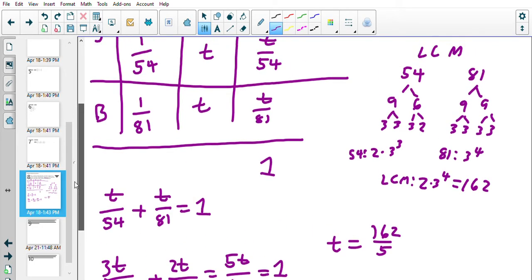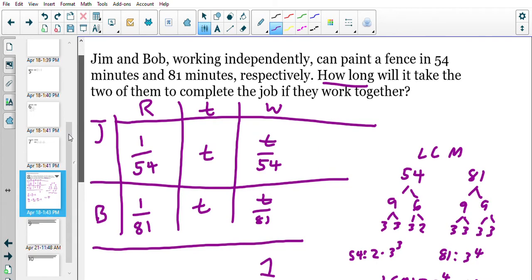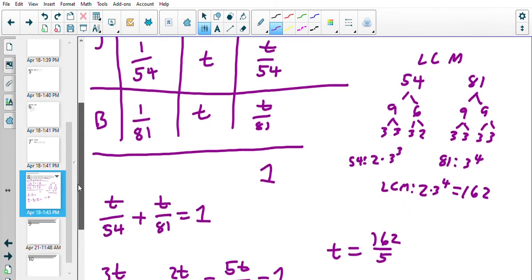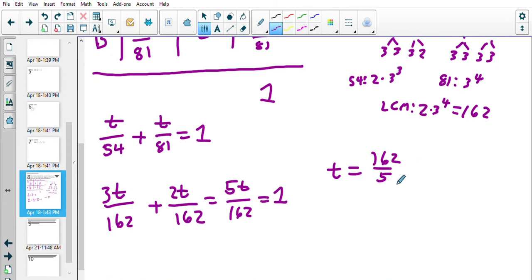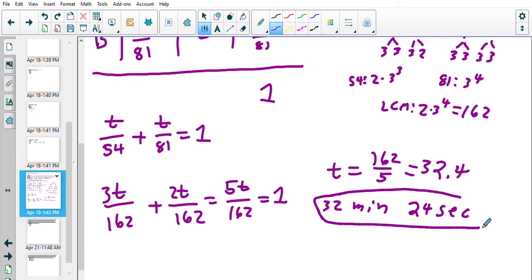Okay, so that's technically correct, but we're trying to answer how long, and we know that it's in terms of minutes, so we really want to divide this out and answer in terms of minutes. So 162 divided by 5, as a decimal, that's 32.4. So we can say 32 minutes and then 0.4, or 2/5 of a minute. Well, 1/5 of a minute is 12 seconds. So 2/5 would be 24 seconds. So working together, they could do the job in 32 minutes and 24 seconds.